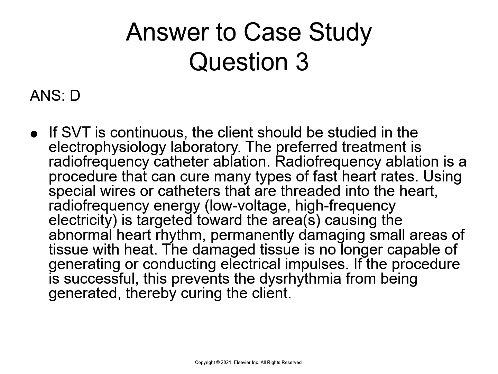The radiofrequency ablation is a procedure that can cure many types of fast heart rates. And they go in there and look at it, and it takes a good little while, and they'll try to cause it to recur in the lab so that they can permanently damage that small area of tissue with heat so that it's no longer capable of generating or conducting electrical impulses. And if it's successful, then that will prevent that dysrhythmia from happening again, and it is considered a cure.